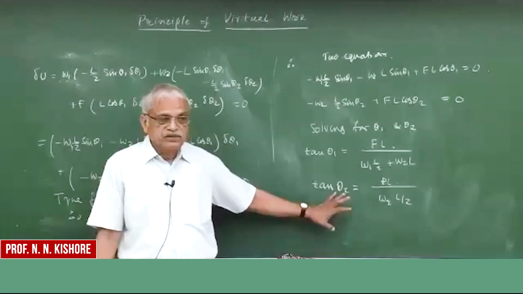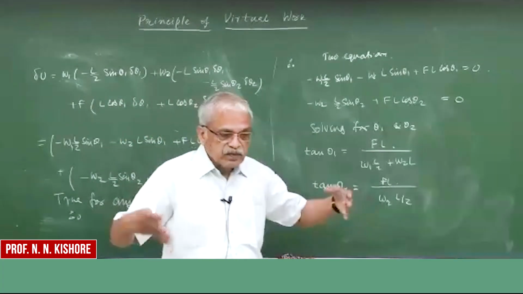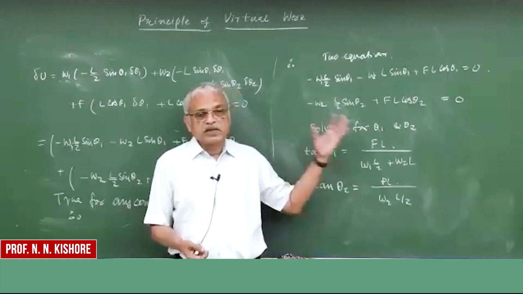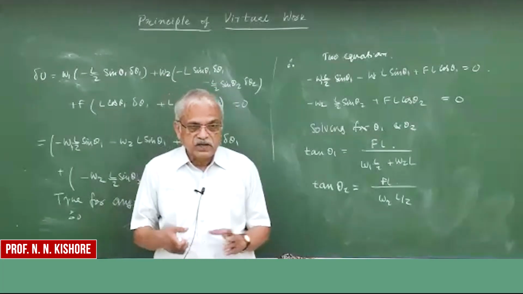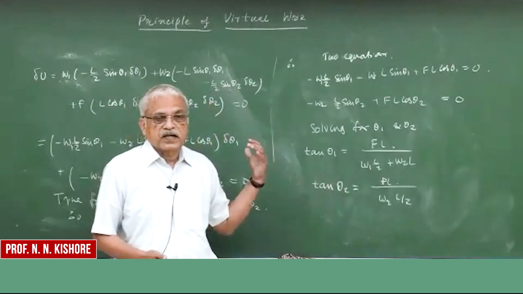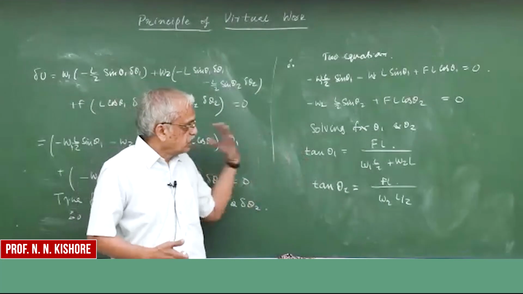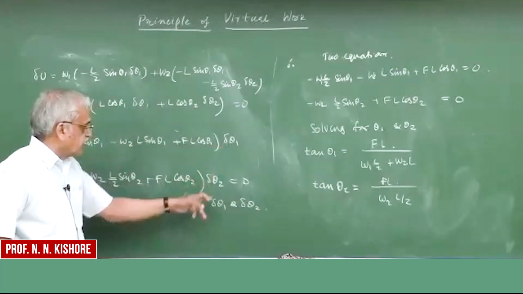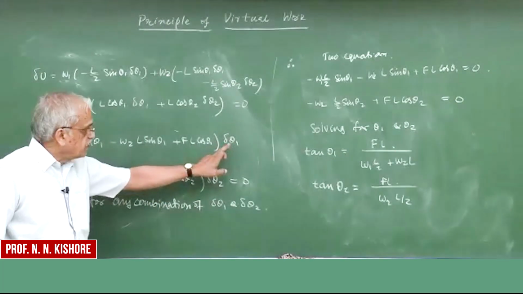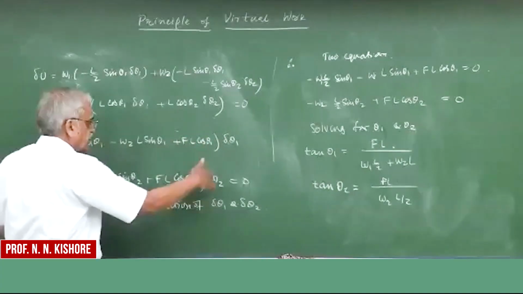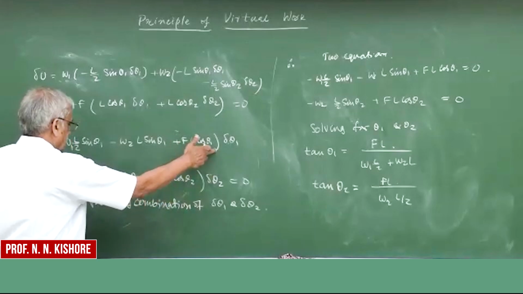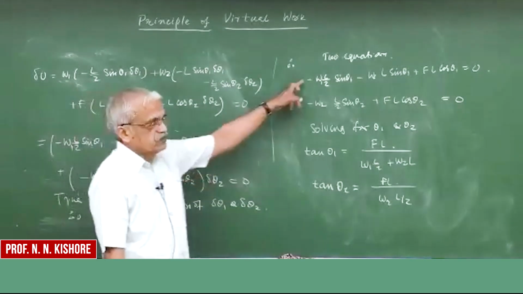On the other hand, the problem can be posed in a very generalized manner. Everything can be expressed in terms of generalized degrees of freedom, as long as you realize what the convenient degrees of freedom are. Here the convenient degrees of freedom are theta 1 and theta 2, and we are perturbing these degrees of freedom. If this work has to be 0 for all delta theta 1 and delta theta 2, then this is 0 and this is 0, so it gives you two equations.